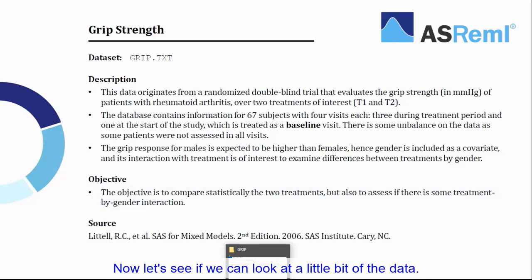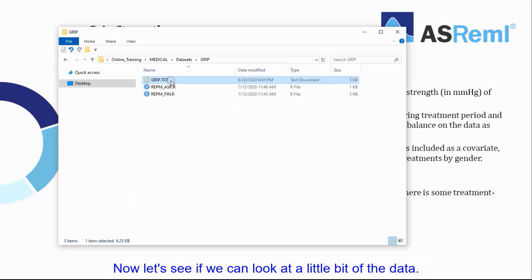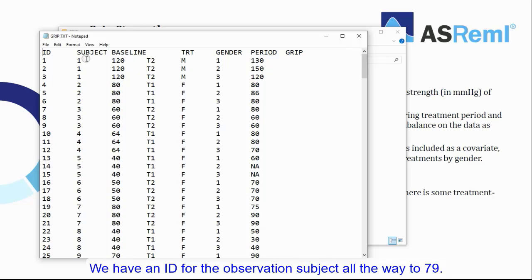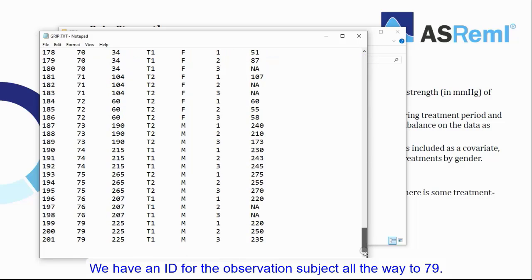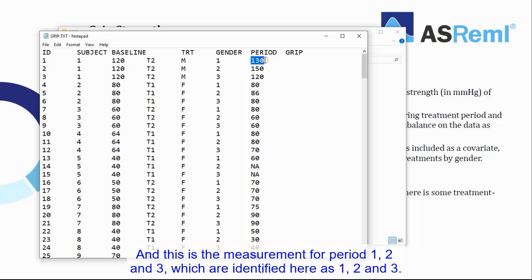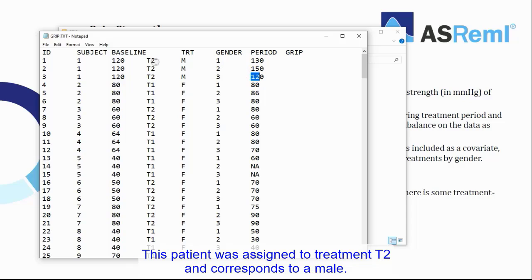Now let's look at a little bit of the data. Here we have all the individuals. We have an ID for the observation, subject, all the way to 79. Not all the subjects are here, so those are their codes. The baseline measurement is 120 for this patient. Notice this will be like the time or the period 0. And this is the measurement for period 1, 2, and 3, which are identified here as 1, 2, and 3. This patient was assigned to treatment T2 and corresponds to a male.